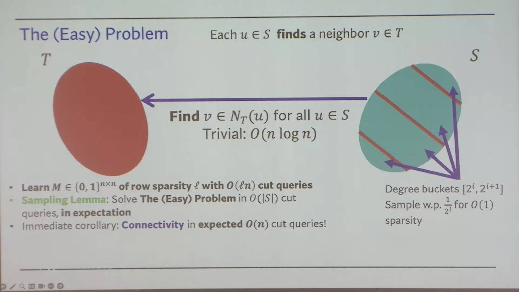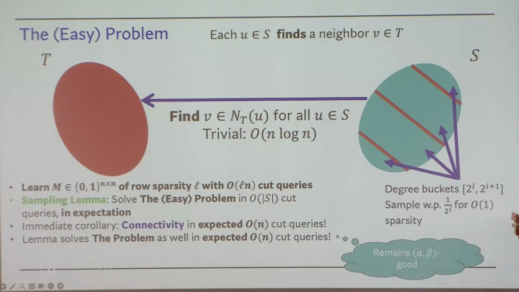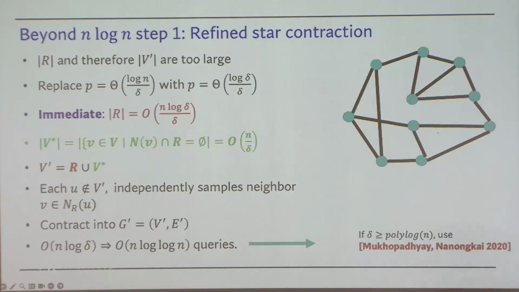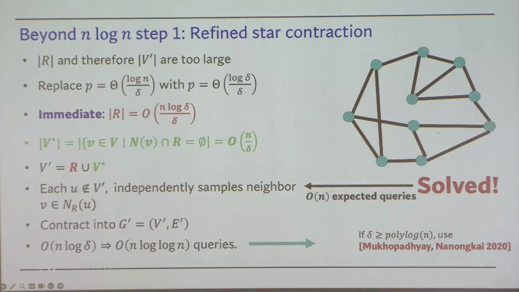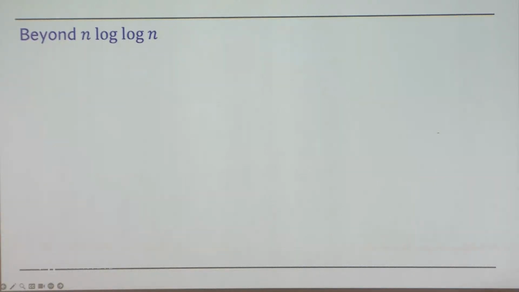Of course, the question is, okay, you are learning it, but now you have to sample within it, and is it going to be a good sample so that it preserves the main cut? We can show that if you sample this way, because you are not preferentially treating anybody, it remains alpha-beta good. It's a sort of symmetric argument. Now, that will fix this bullet point, and you get order n log n over here.